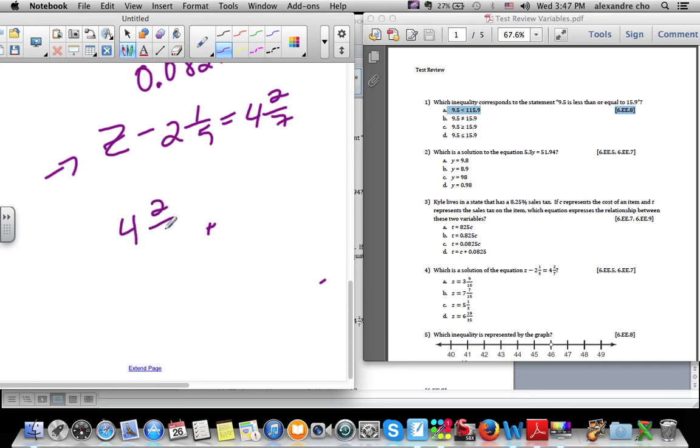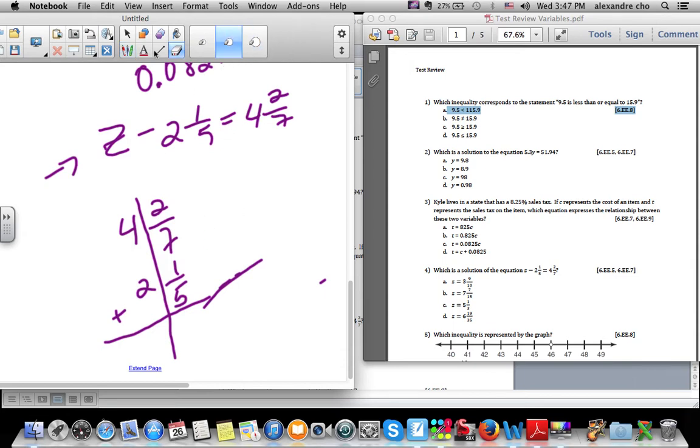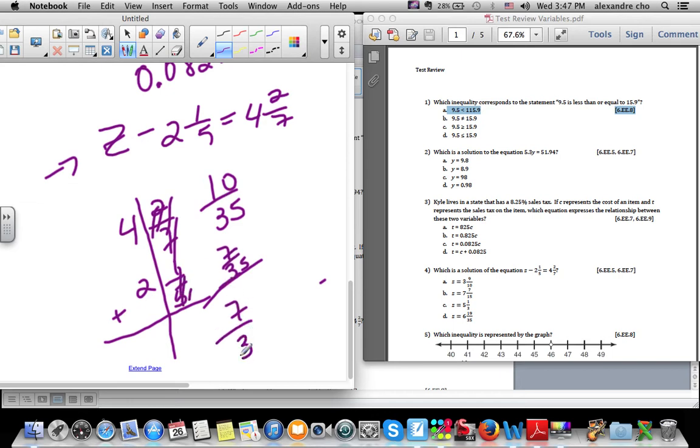4 and 2/7, 2 and 1/5. We draw a line here separating our whole numbers from our fractions. We do our fractions first. You notice that the denominators are different. The LCM is 35. That's times 5, so that's a 10. This is 35 times 5, that's 7 on top. Now we can add our fractions. So these two fractions are no longer in play. 10 plus 7 is 17. 35 stays the same. And the other side is 6. And the answer is 6 and 17 over 35.